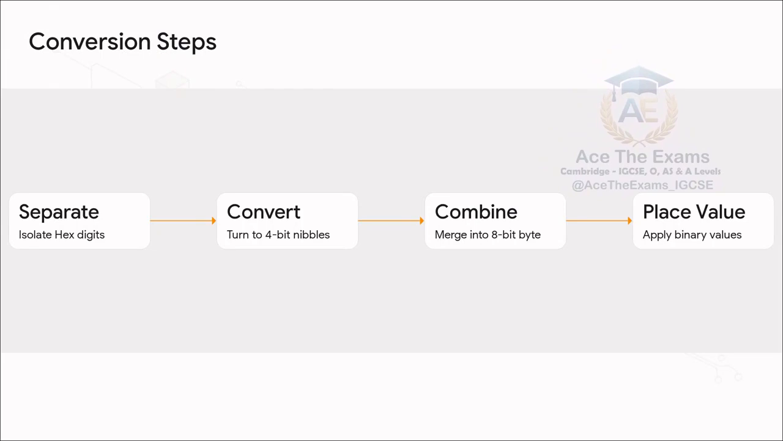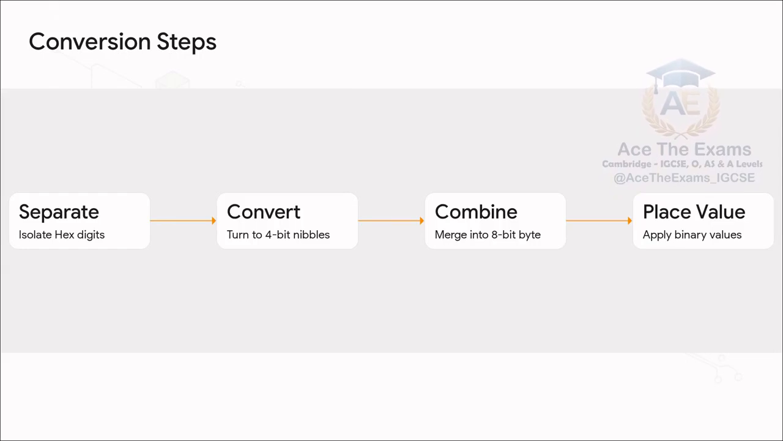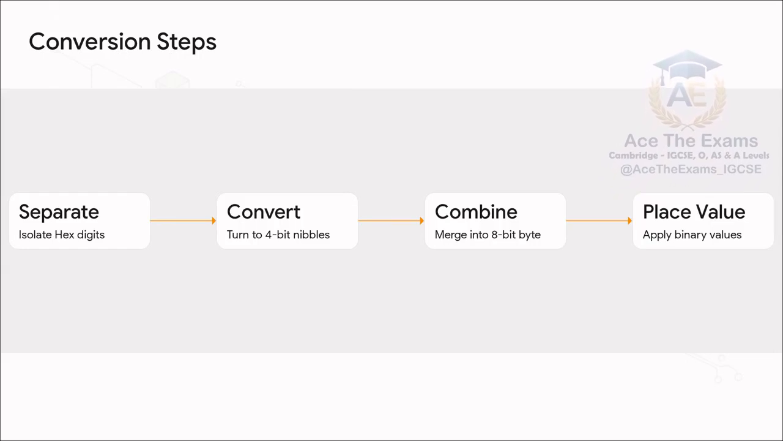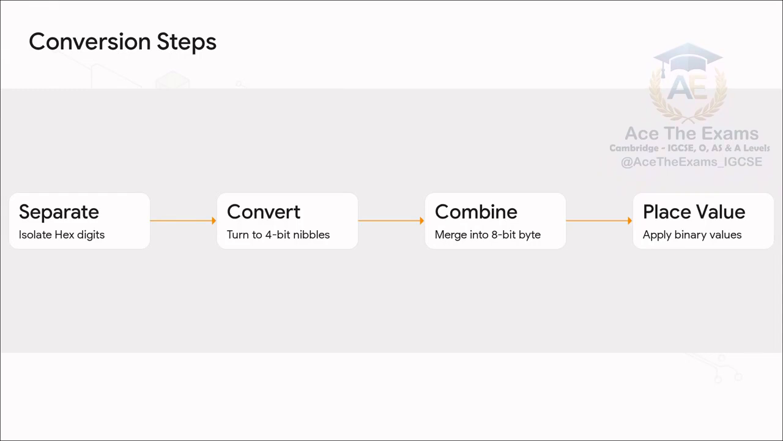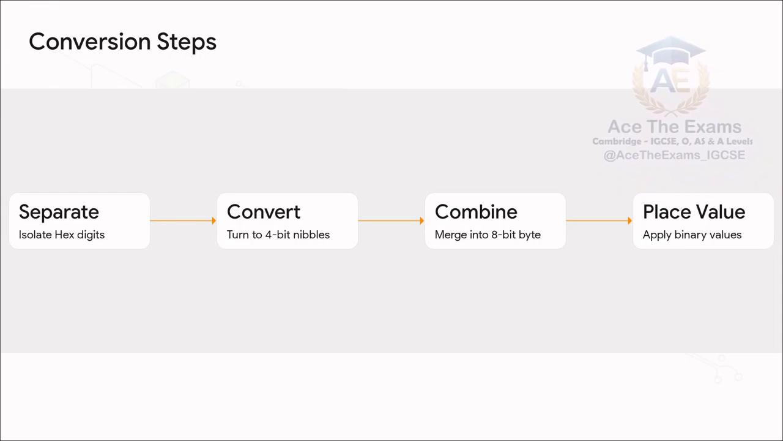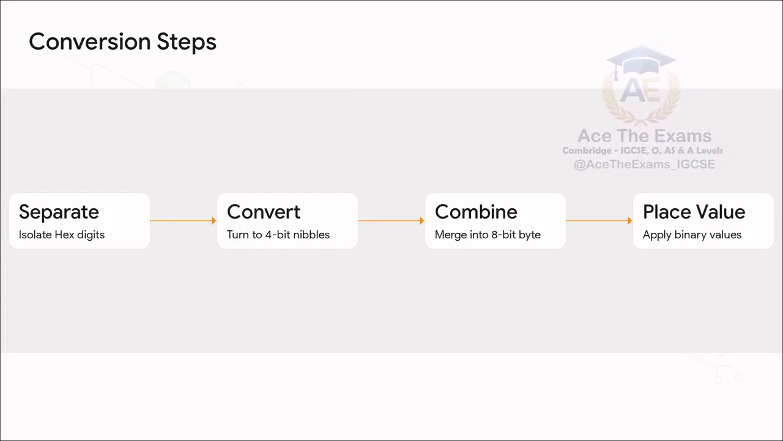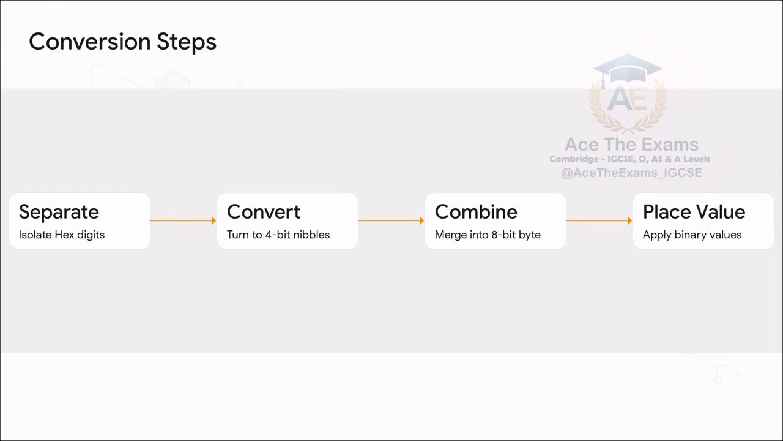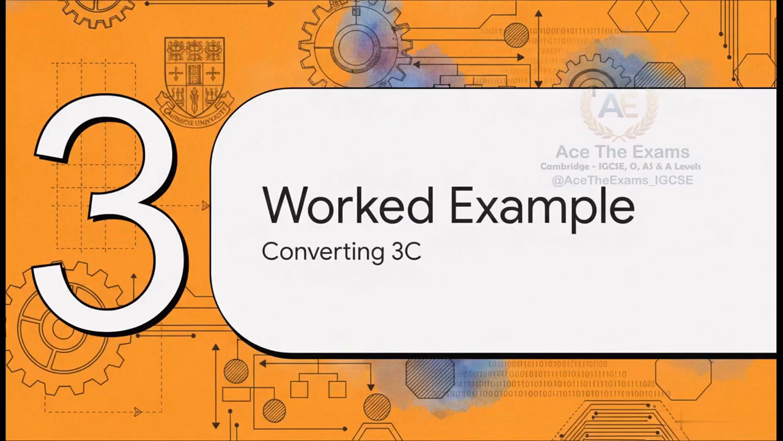Step 1, take the hexadecimal number and separate the digits. Step 2, convert those isolated digits back into their 4-bit binary nibble equivalents. Step 3, combine those two nibbles into a full 8-bit binary number, which we know is a byte. And finally, step 4, apply the standard binary place value method to convert that byte back into denary. Breaking it down like this makes the computational logic so much more accessible. Section 3. Hexadecimal worked example.